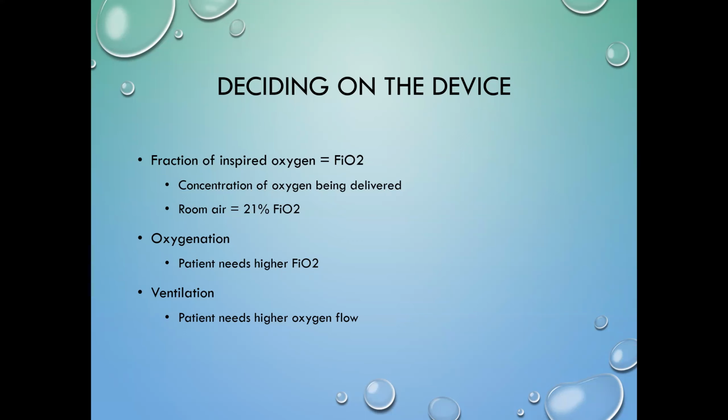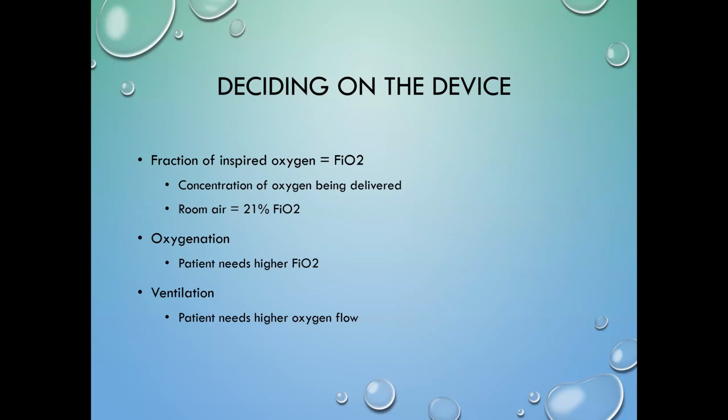So if a patient is having trouble with oxygenation, that means they need a higher FiO2. So they need to breathe in air that is more richly concentrated in oxygen than just normal room air. Different oxygen delivery devices are going to deliver different ranges of FiO2. So depending on the person's need, they would use a device that can provide minimal to maximal assistance in increasing their FiO2.